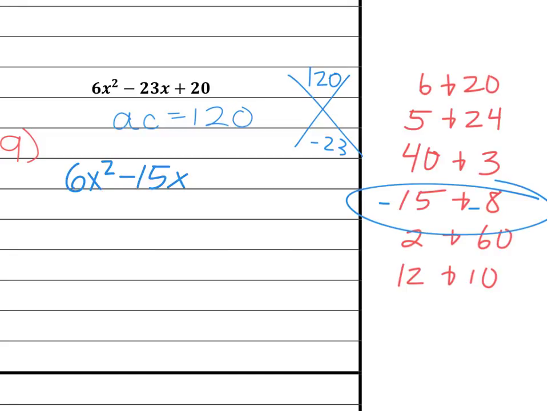plus, no, not plus, negative 8x plus 20. All we did was rewrite the b term into two separate parts using the two numbers. We're going to flip them. So we're going to use negative 8 here and negative 15 here. Okay, I would like you to factor by grouping and do the rest.